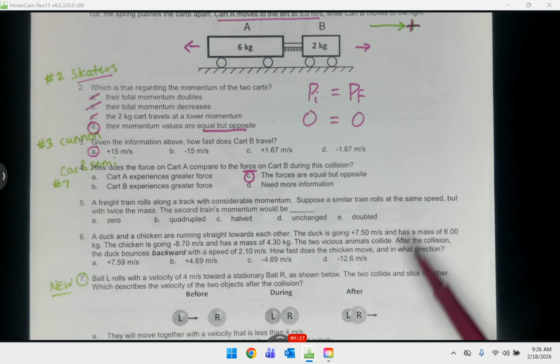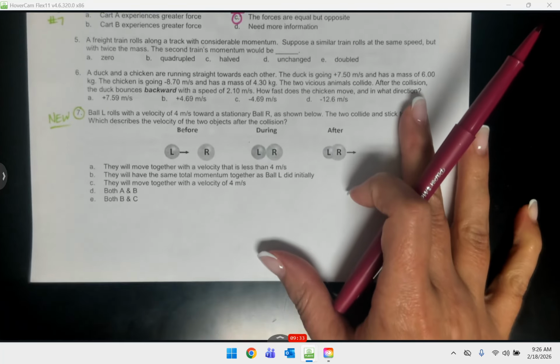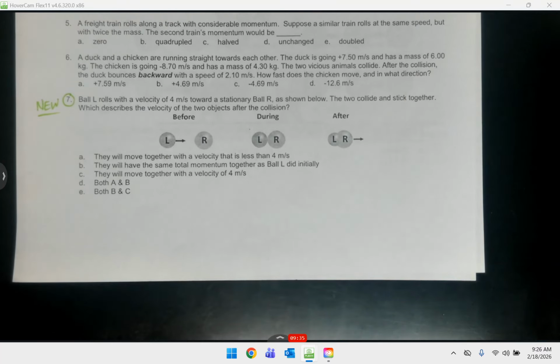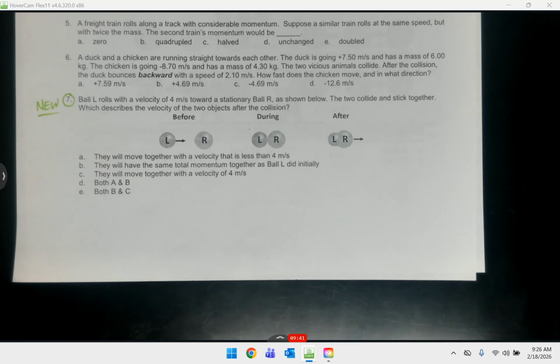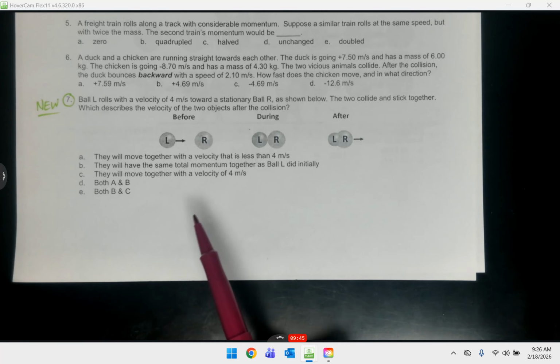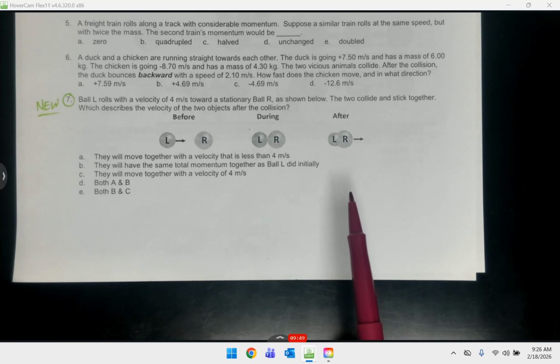Again, these next couple of questions are identical to what was on the quiz that is already recorded from last year. So let me skip down to the next one that's new, and that is number 7. And there was not a problem like this at all in the quiz. So the other ones were very similar to questions from the quiz, but for this one, there was not an example of a stick-together collision, and so we added one this year.